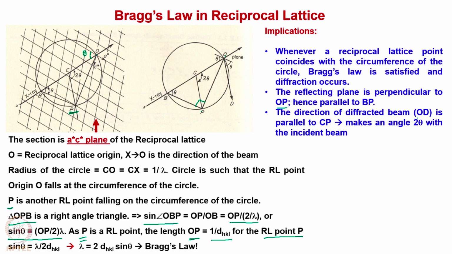The direction of diffracted beam is OD, which is parallel to the direction CP. That means it makes an angle 2 theta with the incident beam as shown here. That means when we try to observe a diffraction coming out of a set of parallel planes, we measure it at an angle 2 theta with respect to the incident beam.